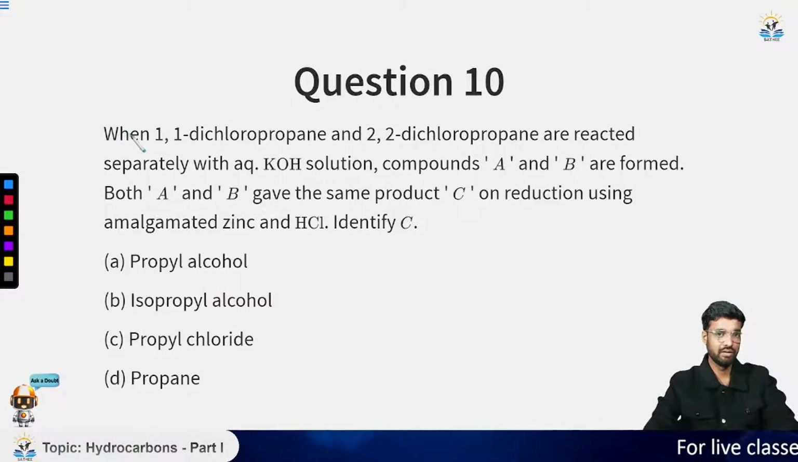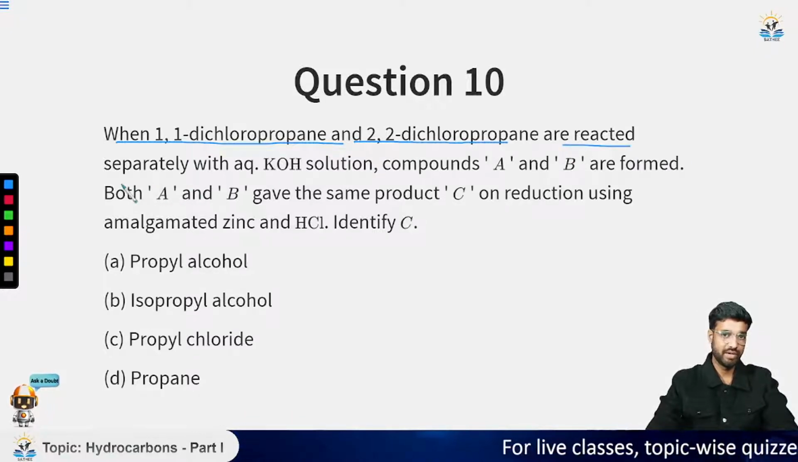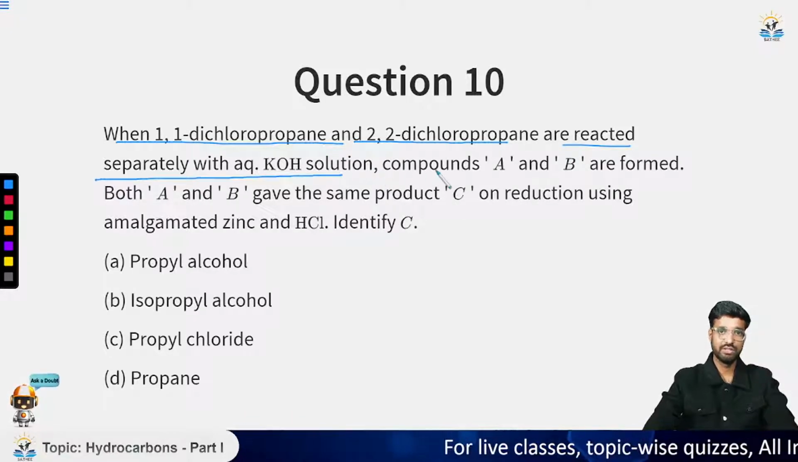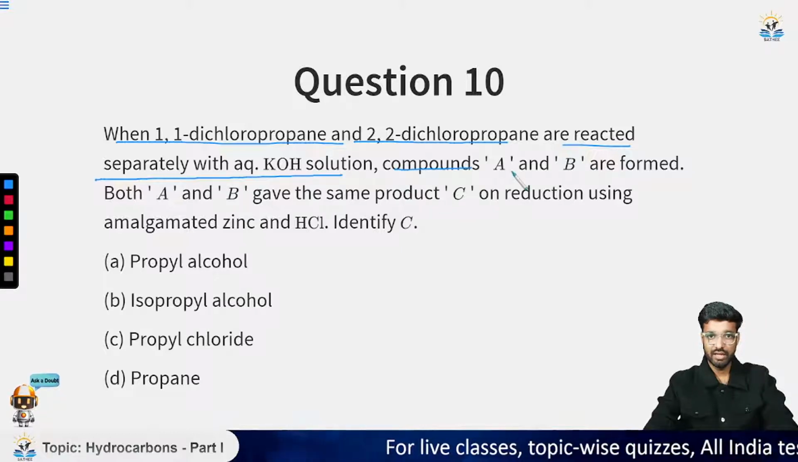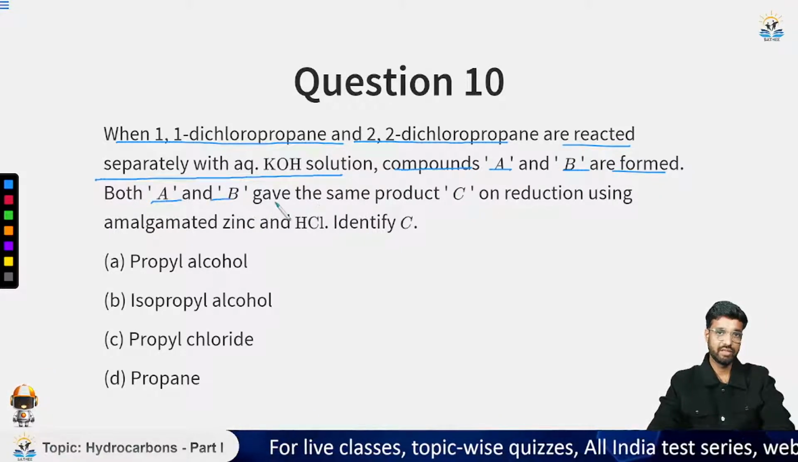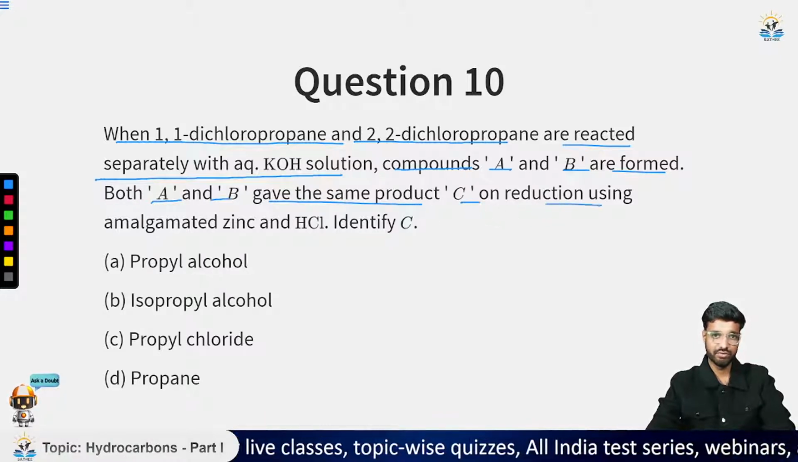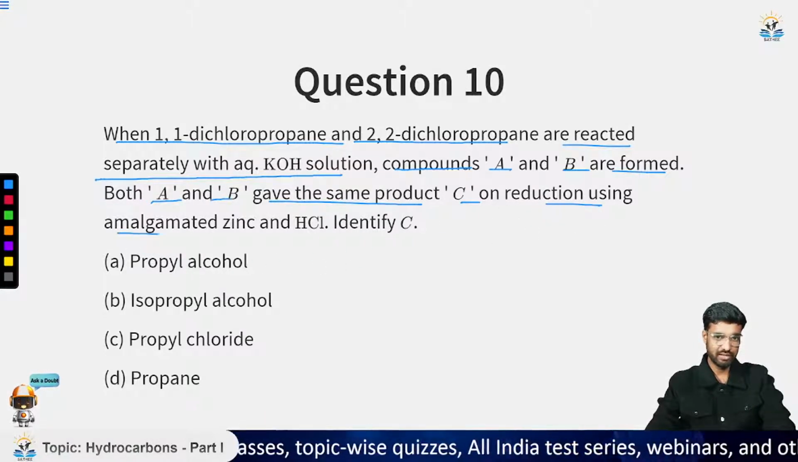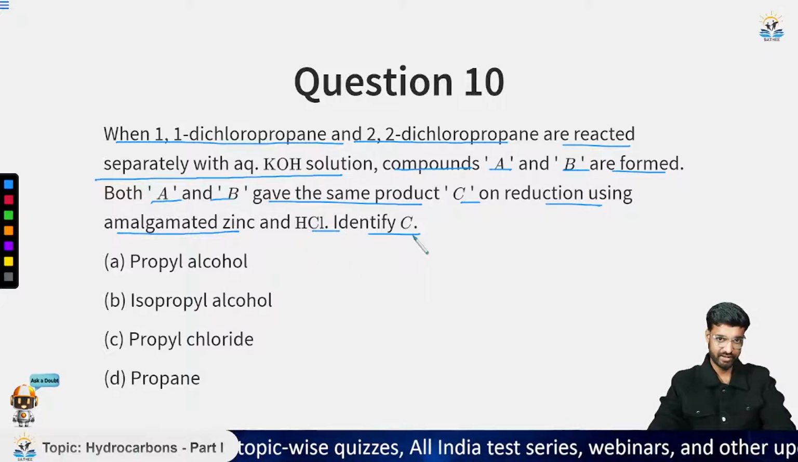Now question number 10. When 1,1-dichloropropane and 2,2-dichloropropane are reacted separately with alcoholic KOH, compounds A and B are formed. Both A and B gave the same product C on reduction using amalgamated zinc and HCl. Identify C.